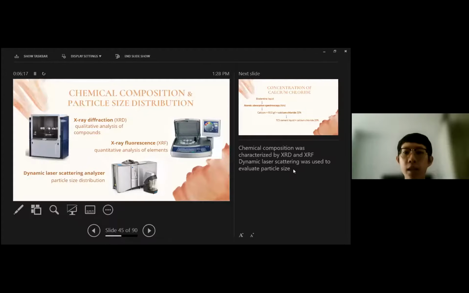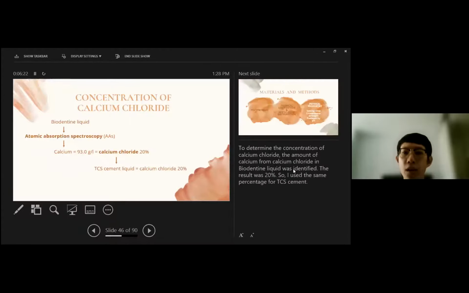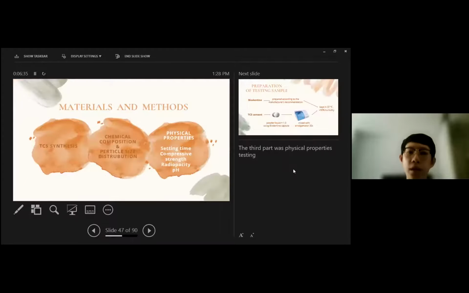To determine the concentration of calcium chloride, the amount of calcium ion from calcium chloride in Biodentine liquid was identified. The result was 20% calcium chloride, so I used the same percentage for tricalcium silicate cement. The third part was physical properties testing.